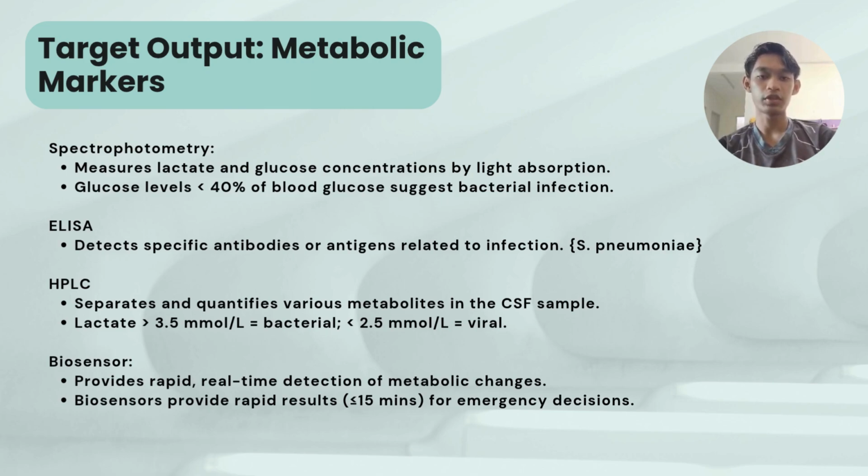I will share about targeted output for metabolic markers. Once we have a CSF sample, several techniques are used to measure metabolic markers. For the techniques, first we have spectrophotometry. Spectrophotometry is usually used to measure glucose and lactate concentration levels through light absorption. If CSF glucose is less than 40% of blood glucose, it often indicates a bacterial infection.